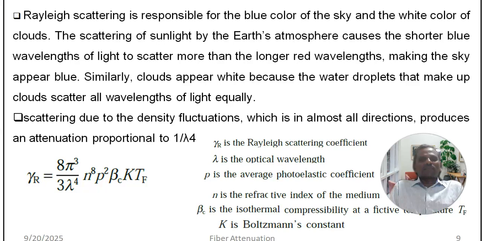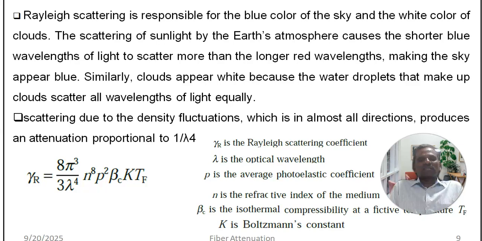Rayleigh scattering is responsible for the blue color of the sky and the white color of the clouds. The scattering of sunlight by the Earth's atmosphere causes the shorter blue wavelengths of light to scatter more than the longer red wavelengths, making the sky appear blue. Similarly, clouds appear white because the water droplets that make up clouds scatter all wavelengths equally in all directions. Scattering is due to density fluctuations, which occur in almost all directions.